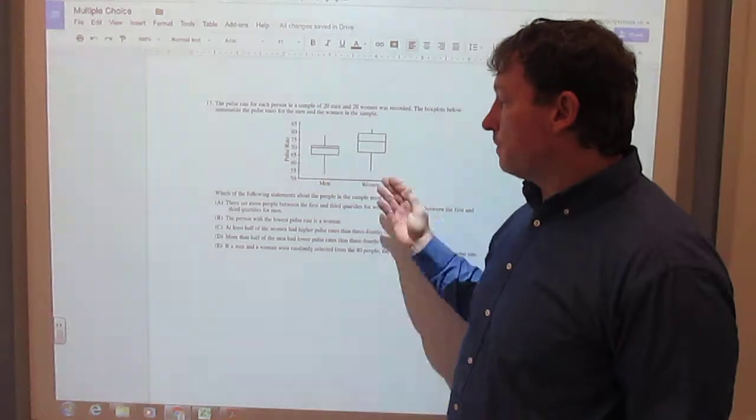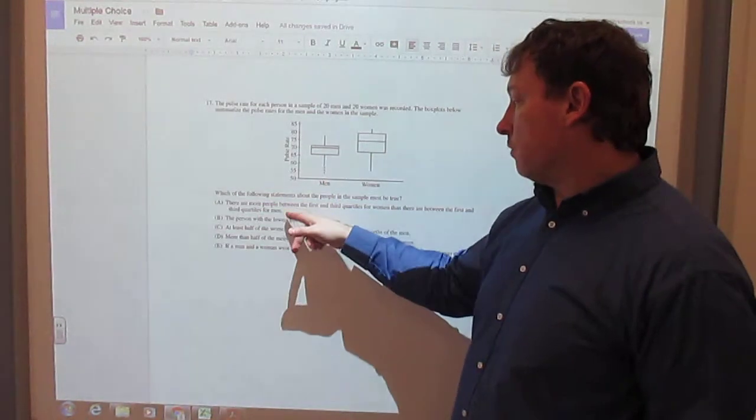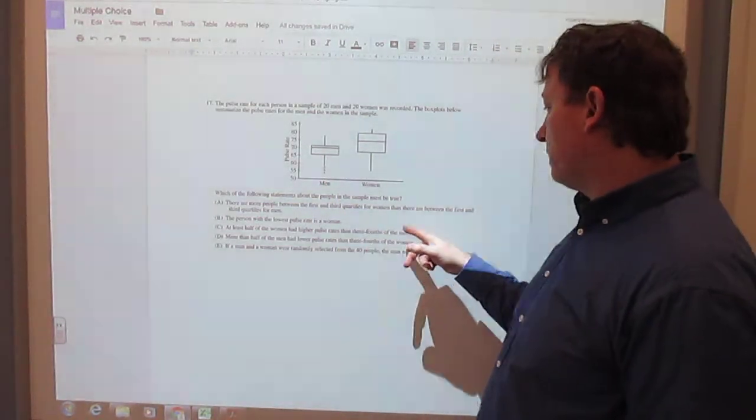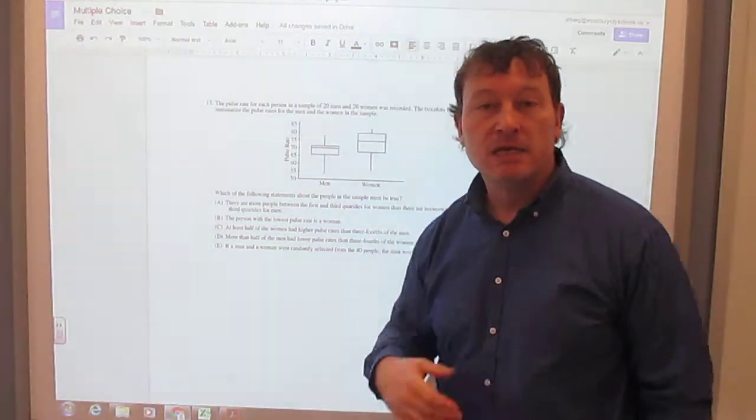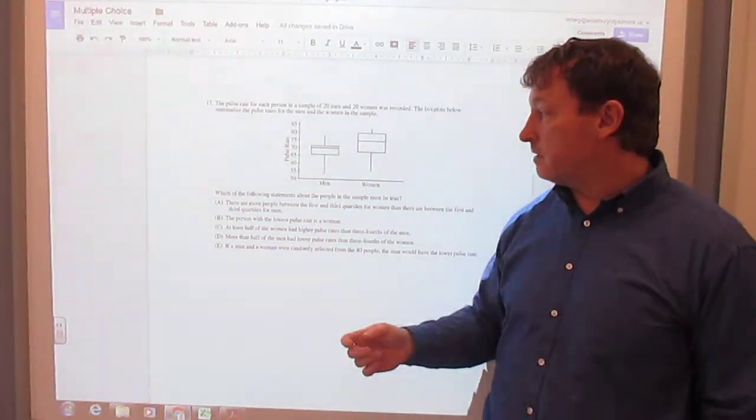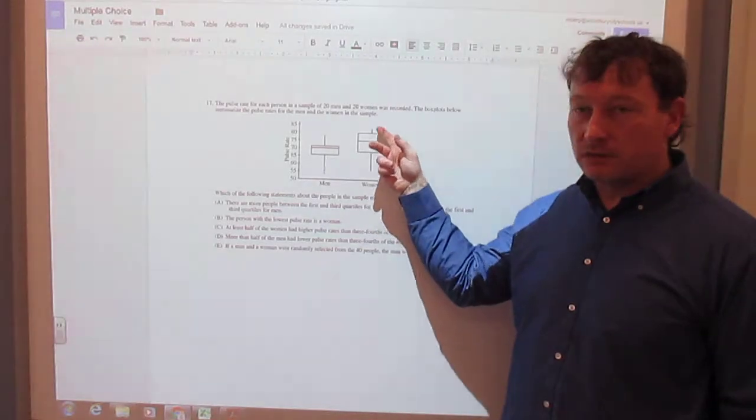So we do know that there's 20 in each. And then it says there are more people between the first and third quartiles for women than there are between the first and third quartiles for men. Same type of question. They're trying to throw you off. Women looks bigger. Oh yeah, look, there must be more.